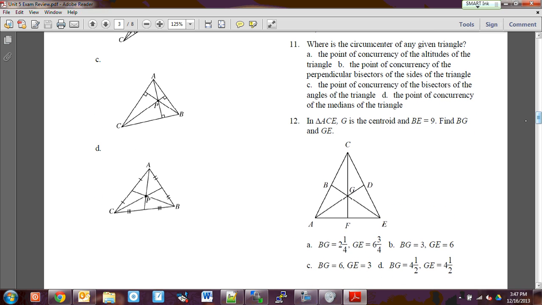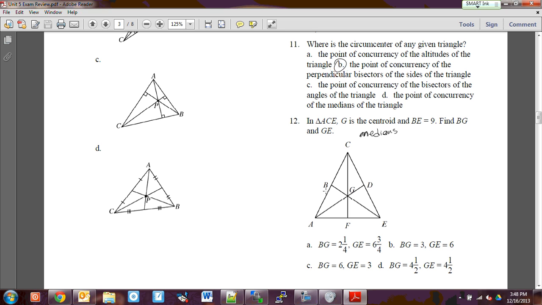Number 12. Where is the circumcenter of any given triangle? Well, the last 2 problems have dealt with circumcenter, and so we know that the circumcenter of a triangle is the point of concurrency of the perpendicular bisectors of the sides of the triangle. Alright, in triangle ACE, G is the centroid, and we know that the centroid is the point of concurrency for the medians. Okay, and then it's supposed to be an M.